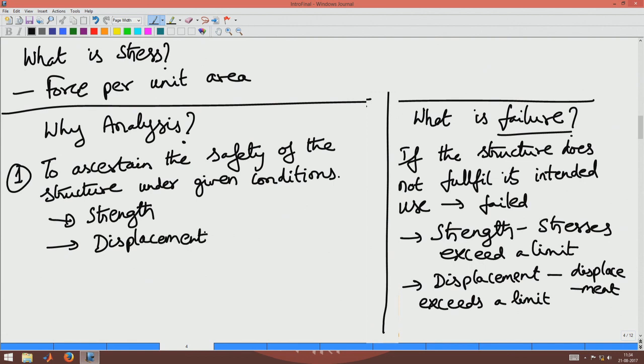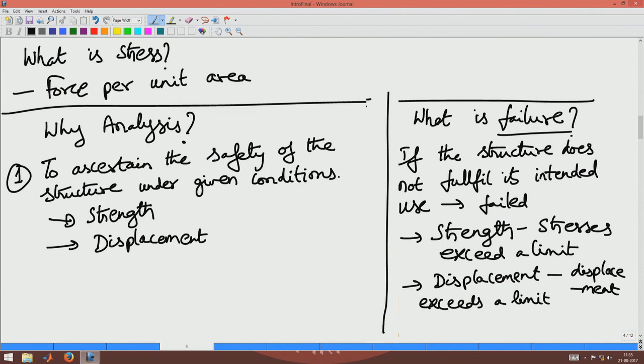That is, I want to find and ensure that the stresses in the body do not exceed a particular limit for the given loading conditions. Similarly, in displacement, I want to compute the displacement on the boundary of the body or in the interior of the body where it is not specified, and I want to ensure that the displacement is within limits. So, strength means I want to compute the stresses in the body and ensure that these stresses are within the limits. Similarly, displacement means I want to ensure that the displacements of the body are within the permissible limits.